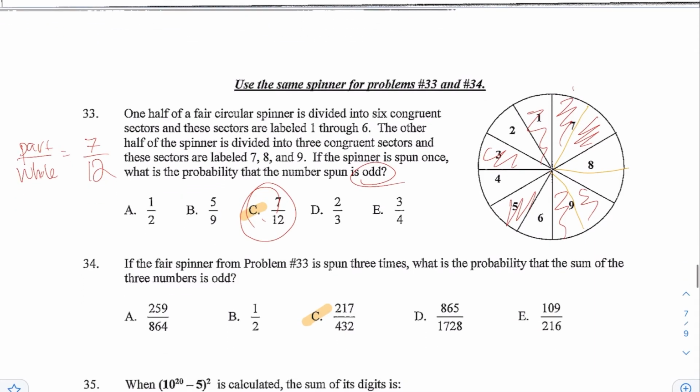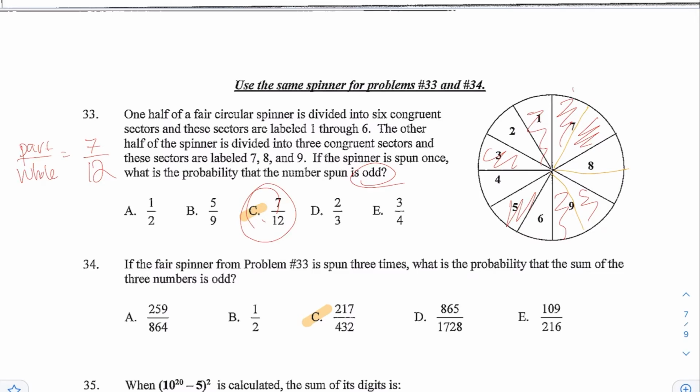Now next for number 24, if the fair spinner is spun 3 times, what's the probability that the sum of these numbers is odd? So when you're spinning this spinner 3 times, you just have to use the probabilities that we have from before. So the probability for odd is 7 out of 12. For even will be the remainder, which is 5 out of 12.